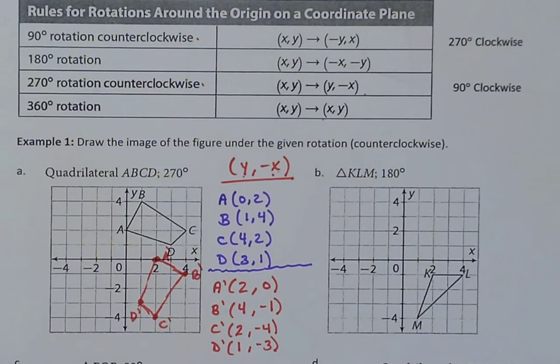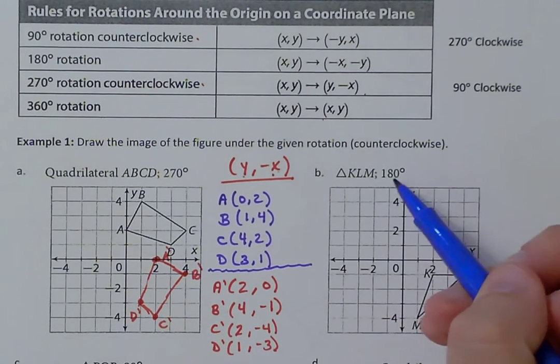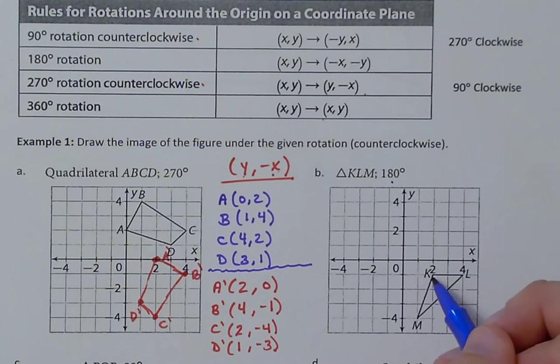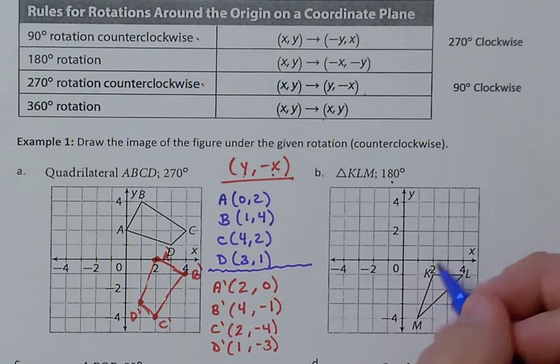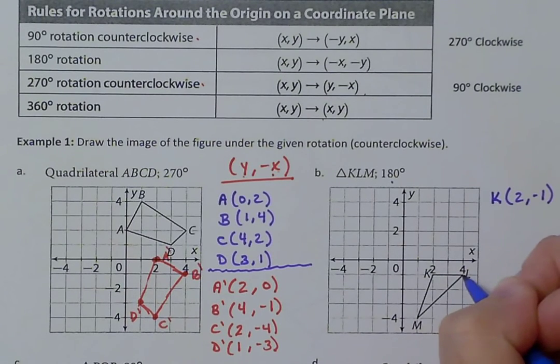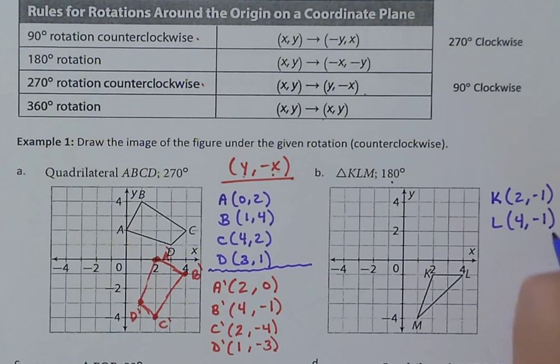We have triangle KLM, and they want us to rotate 180 degrees. So let's first identify our points K, L, and M. K is at (2, -1). L is going to be at (4, -1), sorry. And then M is going to be at (1, -4). All right, so those are my three points.